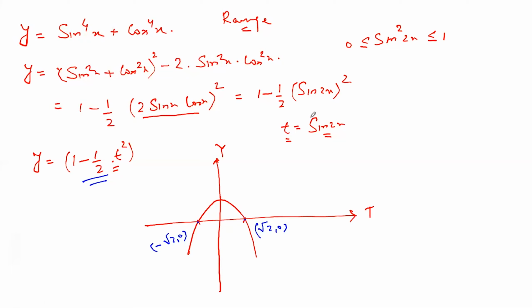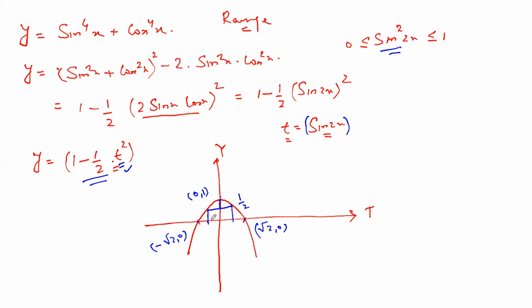But this is sine 2x. We have to do this for minus 1. Sine x lies between minus 1 to plus 1. If sine square is there, this lies between 0 and 1. In both cases, we are getting the same thing. This was the point 0 comma 1. At x is equal to 0, we were getting this. And at 1, this value will be half. When t is equal to 1, you are getting half.